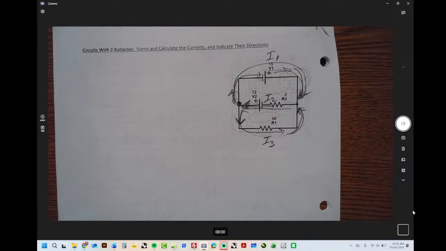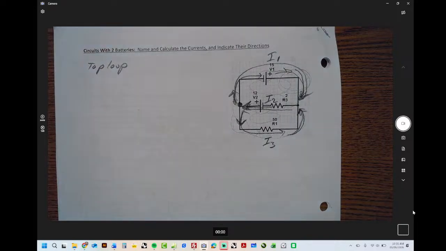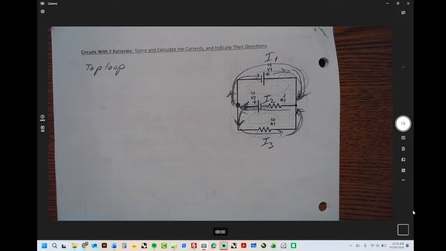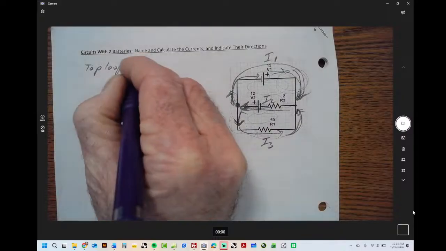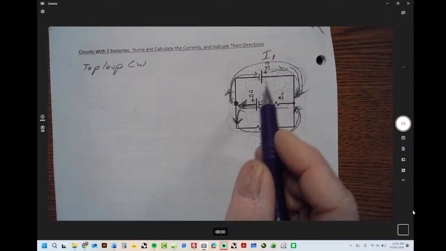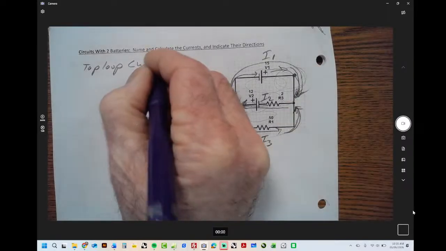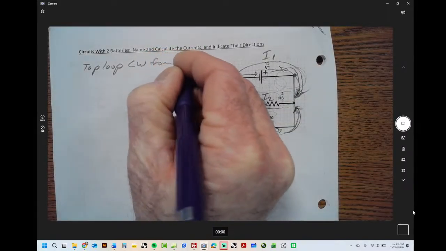Which one do we want to do, big or one of the littles? Which one, top one or bottom one? Top. So I'm going to do top loop. And now, which way do we want to go through the top loop? Do we want to go clockwise or counterclockwise? Clockwise. And where do we want to start? Before the battery or after the battery? After, okay. So I'm going to start from top right.